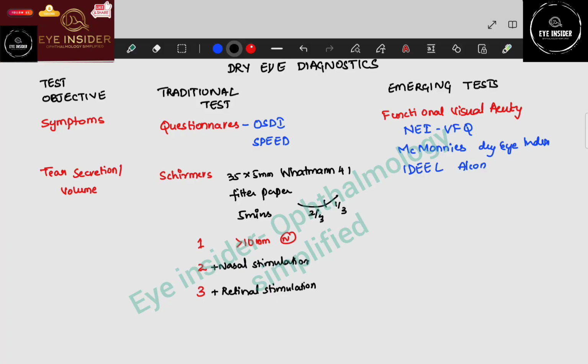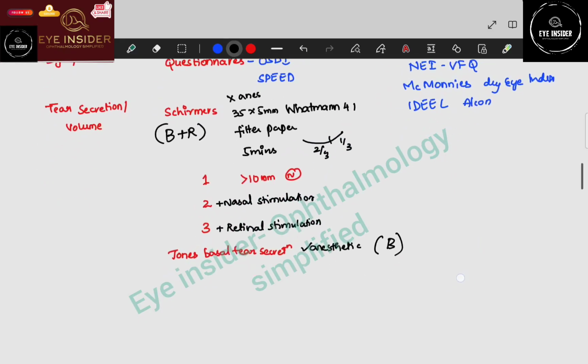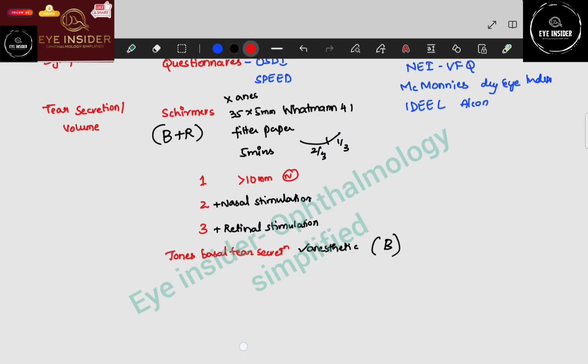So the Schirmer's test measures both basal secretion as well as reflex secretion, because we are not applying any anesthetic. Whereas in Jones basal tear secretion test, we apply anesthetic and then check the Schirmer's paper. So here it only measures basal tear secretion in the Jones test, that is after anesthetic, right?